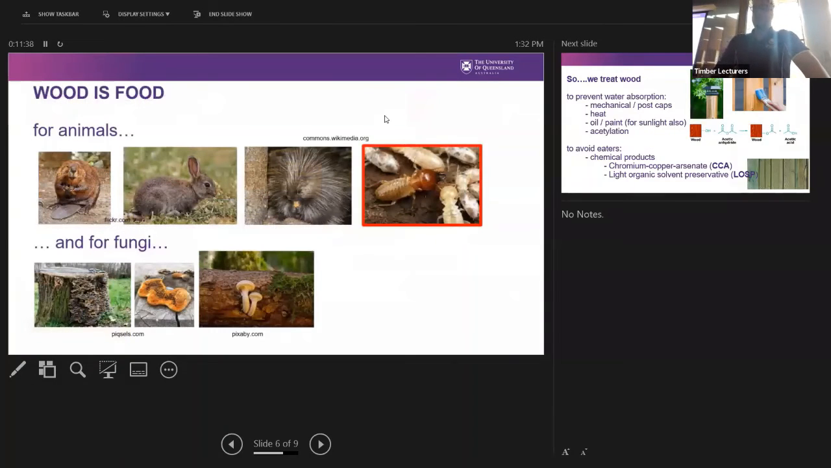The second part of this is that, well, the second problem of wood is that wood is food for many animals, like this there. We have porcupines, rabbits. I can't remember the name of the first one, but I knew it. And termites, and that's why I have this insect in red there. And also fungi can eat wood.